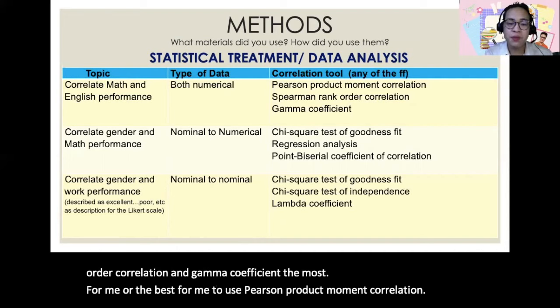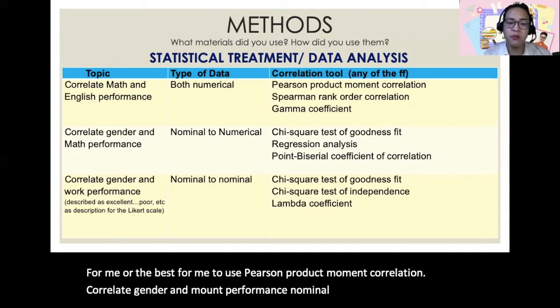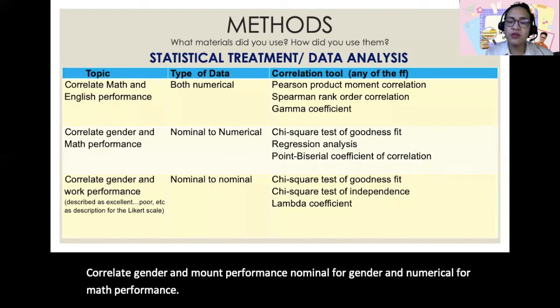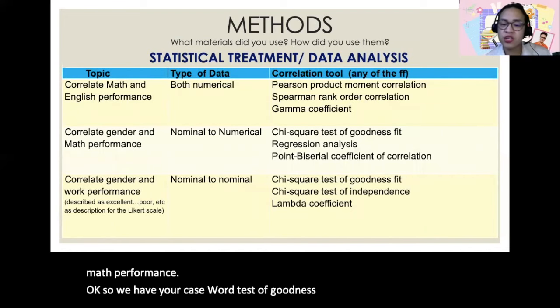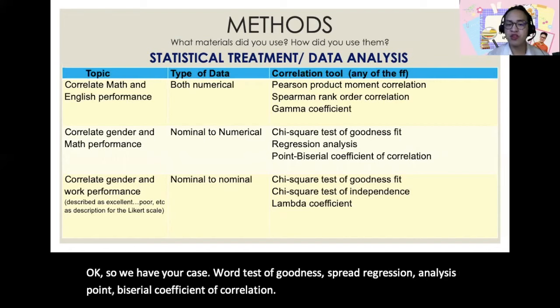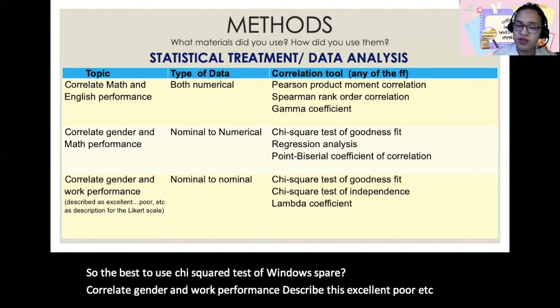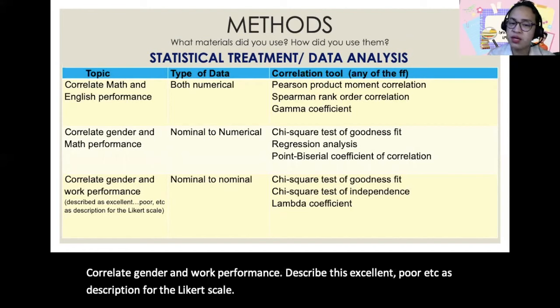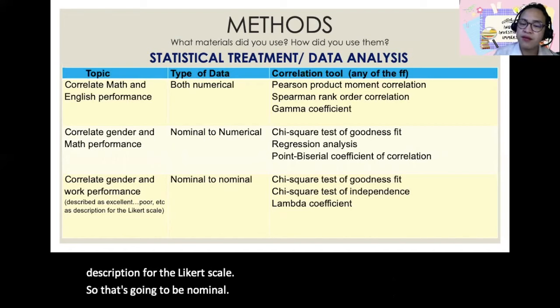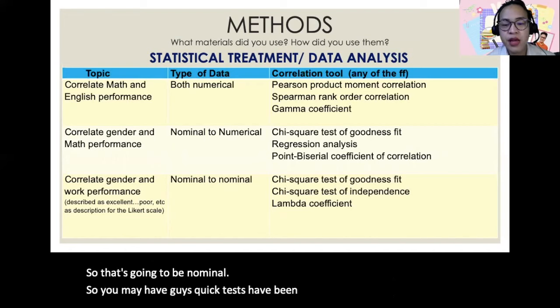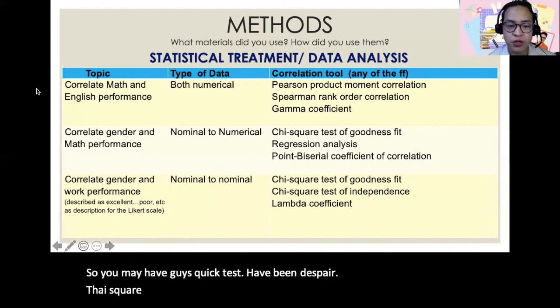Correlate gender and math performance, nominal for gender and numerical for math performance. So we have your chi-square test of goodness of fit, regression analysis, point biserial coefficient of correlation. So the best to use is chi-square test of goodness of fit. Correlate gender and work performance, described as excellent, poor, etc. Description for the Likert scale. So that's going to be nominal. So you may have chi-square test of goodness of fit, chi-square test of independence, lambda coefficient.